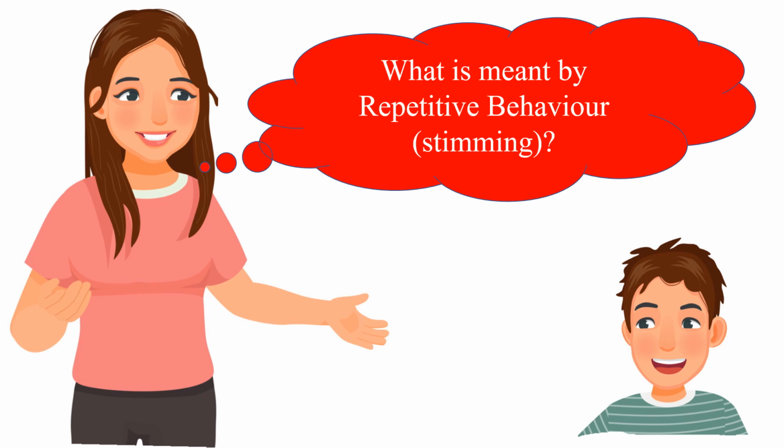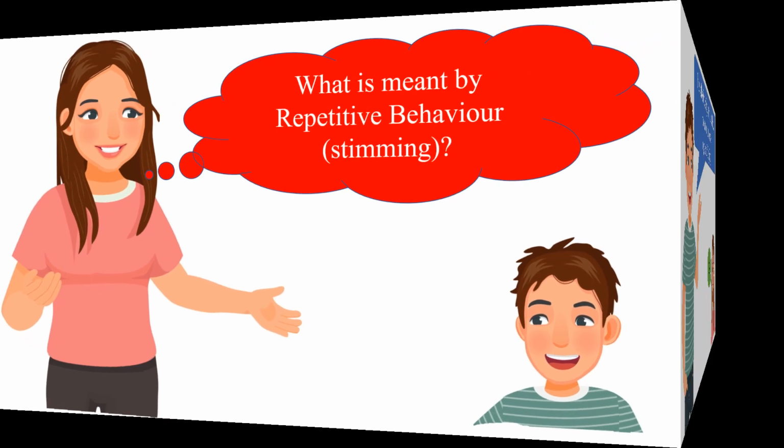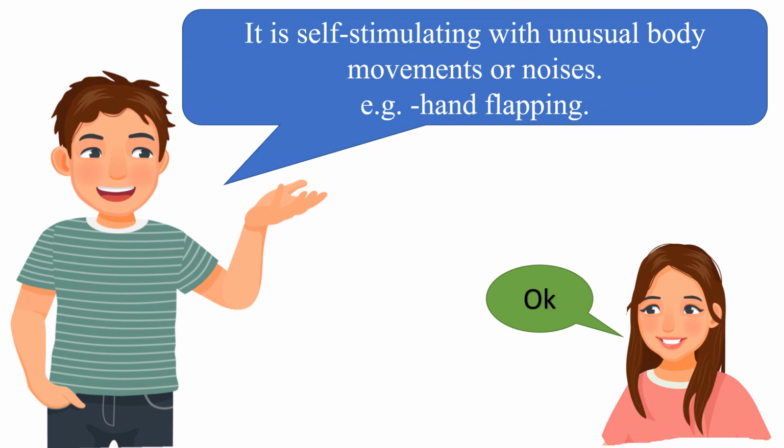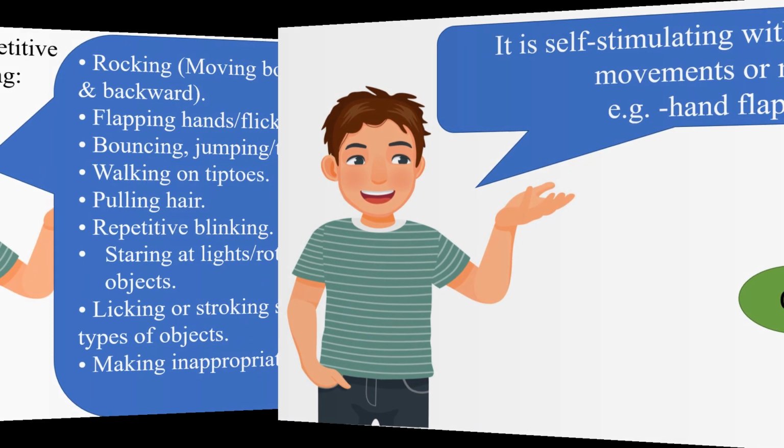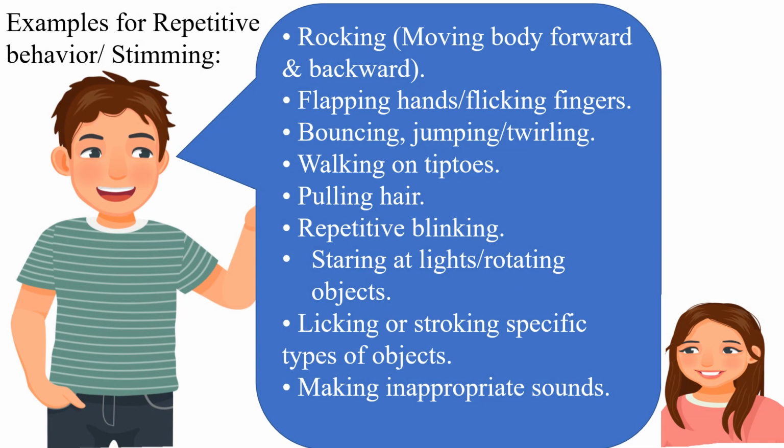What is meant by repetitive behavior, stimming? It is self-stimulating with unusual body movements or noises, for example, hand flapping, rocking, moving body forward and backward, flicking fingers, bouncing, jumping, twirling, walking on tiptoes, pulling hair, repetitive blinking, staring at lights, rotating objects, licking or stroking specific types of objects, making inappropriate sounds.